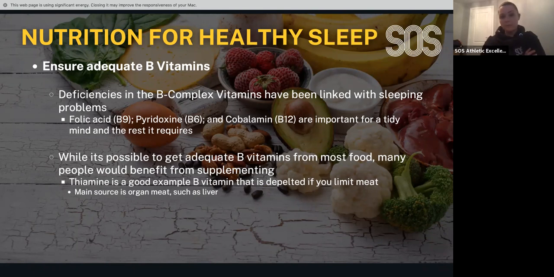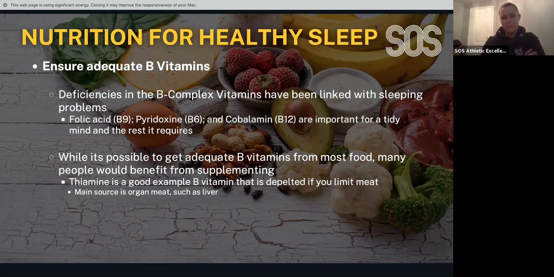So again, wherever it's possible, we want to get these things through our diet. It is possible to get enough B vitamins from food, but again, probably many people would benefit from supplementing. For example, thiamine is a common one that's depleted if meat consumption is limited in the diet, because the main source of it is organ meat, like liver. I never eat liver, so I'm not going to be getting much of that from my diet. So I could potentially benefit from supplementing with some form of B vitamin complex.